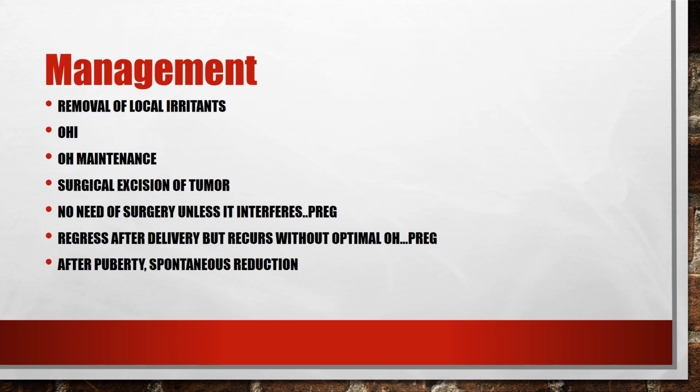Coming to the management of hormone associated gingival enlargement, the first causative factor should be removed, that is, the removal of local irritants, followed by oral hygiene instructions and maintenance. In case of tumor-like gingival enlargement, whether it's pregnancy tumor or pyogenic granuloma, surgical excision of the tumor is the treatment. For the pregnancy tumor, there is no need for surgery unless it interferes with speech or normal function. It usually regresses after delivery, but it recurs without optimal oral hygiene maintenance.